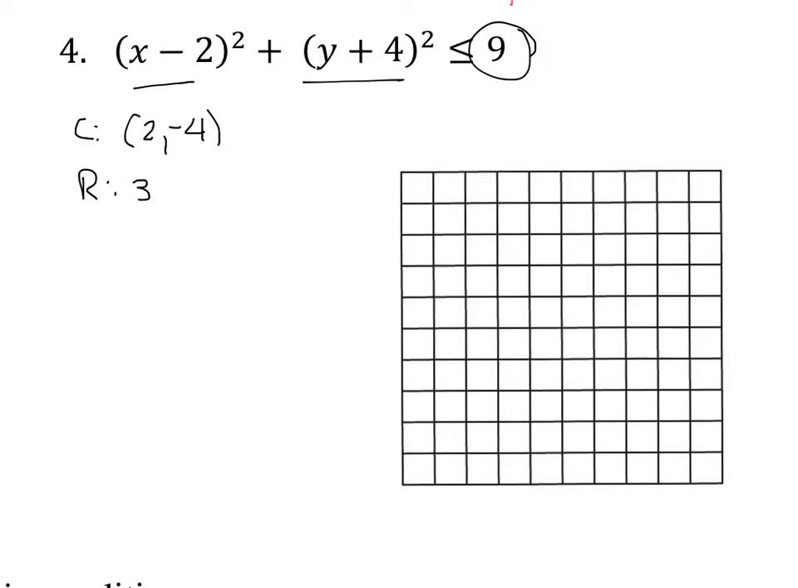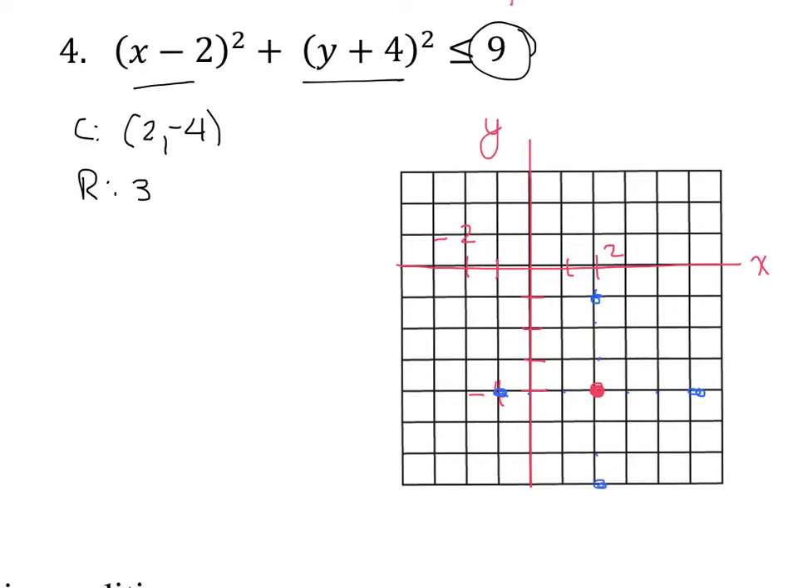So I'm going to go ahead and plot 2, -4 on my coordinate plane. So let's draw that up. And I'm going to put it about right here. So here's 2, -4, and then I'm going to draw my radius 3 units to the right, 1, 2, 3, 3 units up, 3 units to the left, and 3 units down.